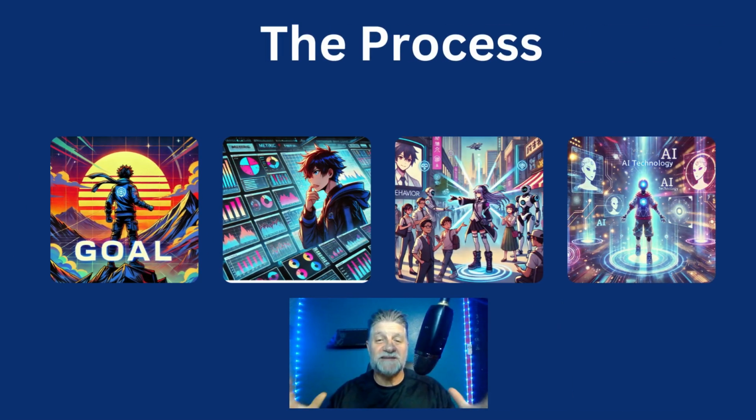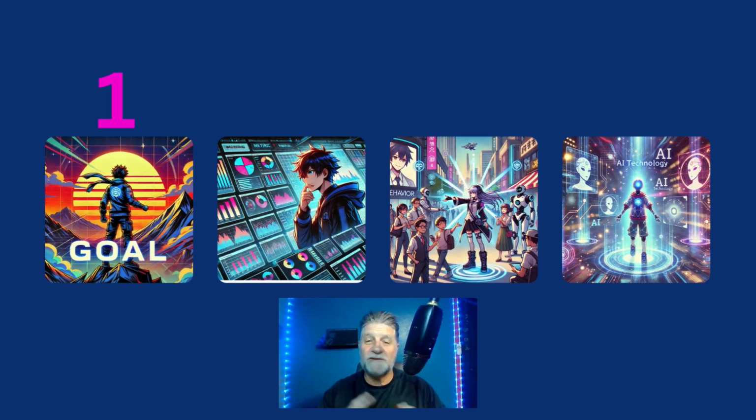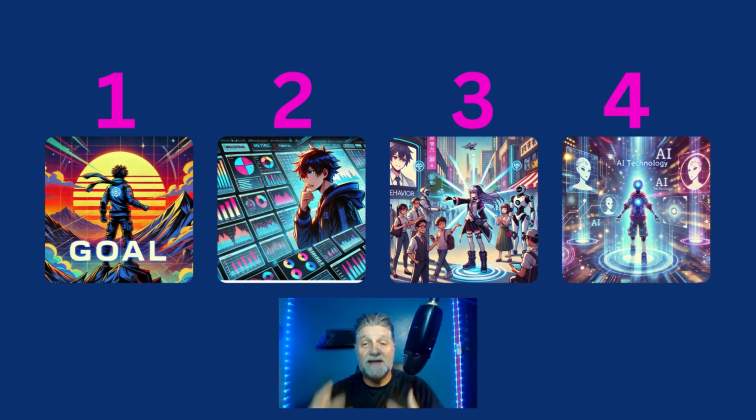And here is the process in a nutshell. First, have a goal. Make sure it's a goal that people care about. Step number two is define a metric to measure what you're going to utilize the artificial intelligence tool for, and make sure people care about that as well. Step three is define the behavior that you're trying to modify in order to move that metric and make a difference on that goal. And then fourth, select the AI tool.